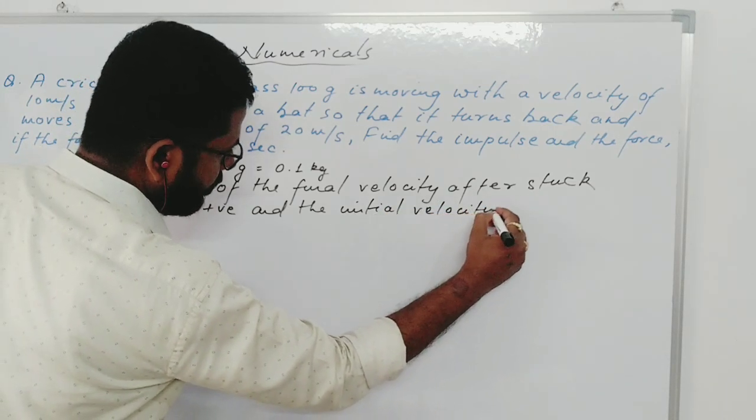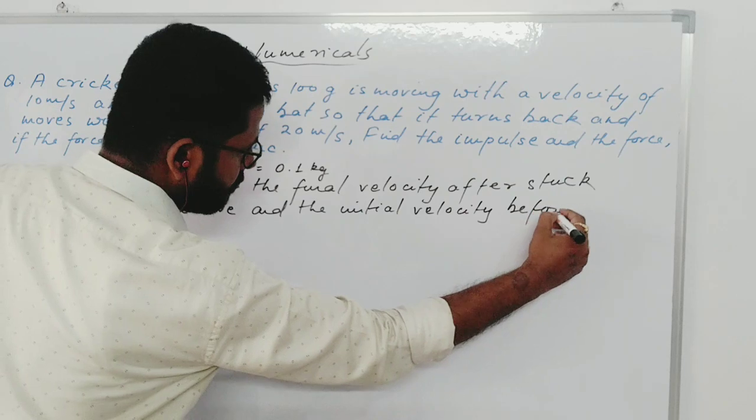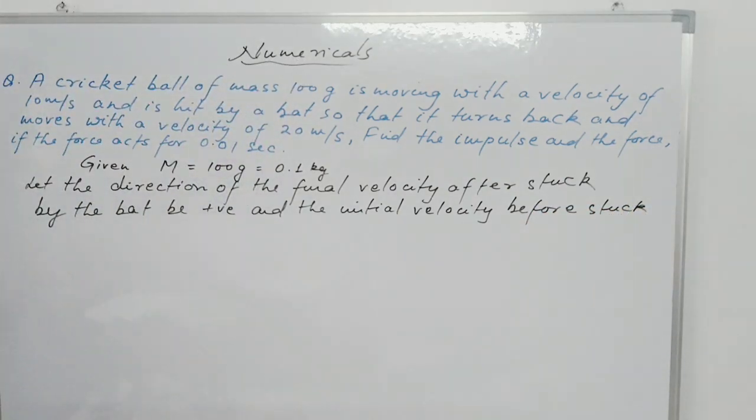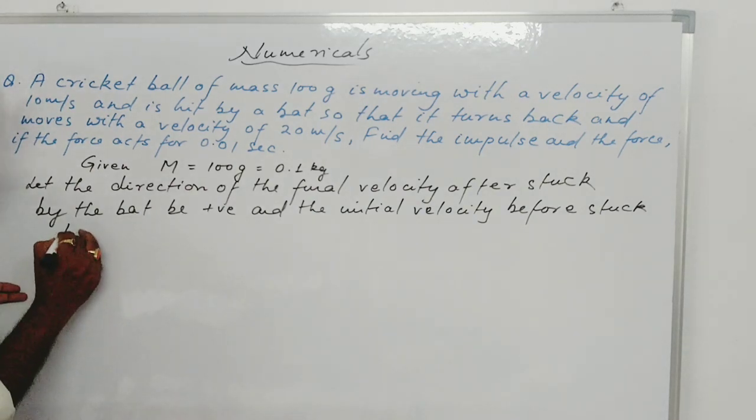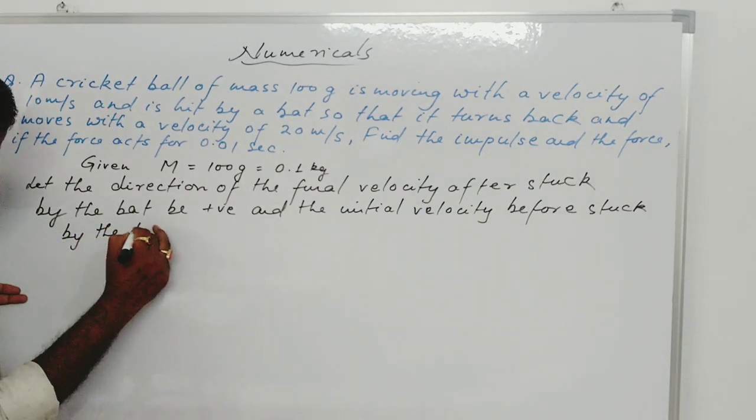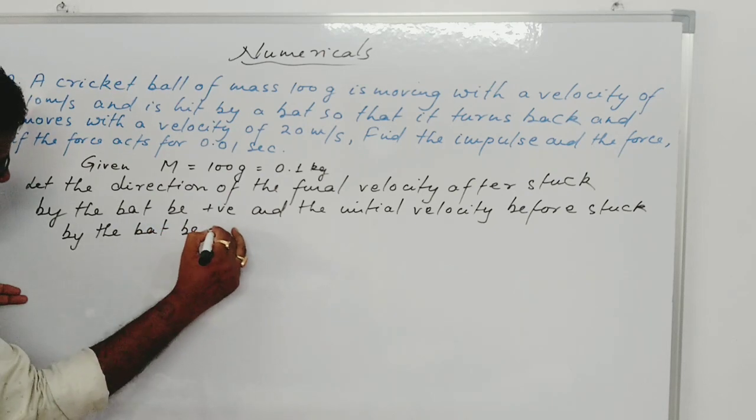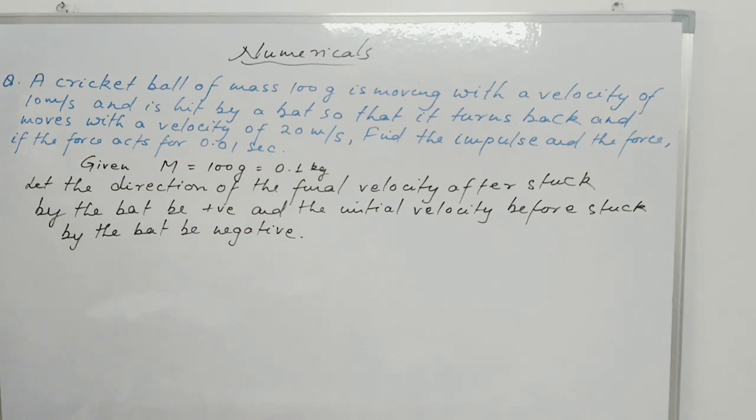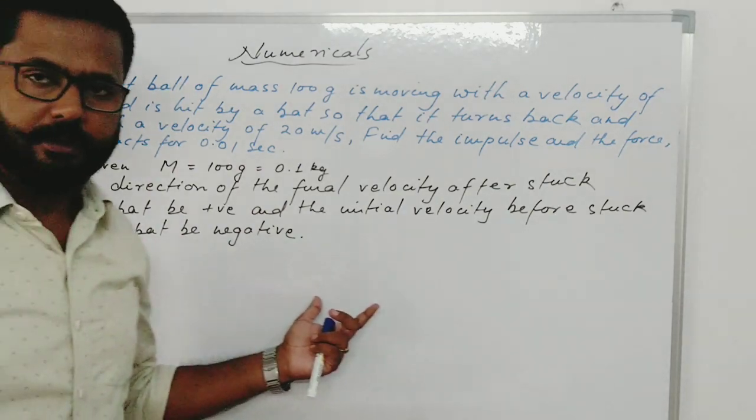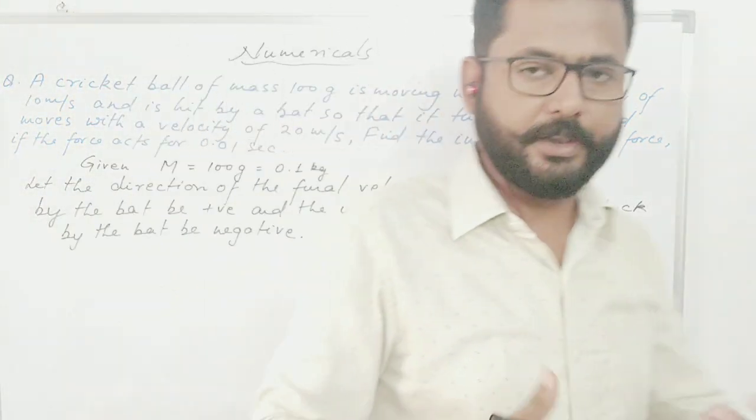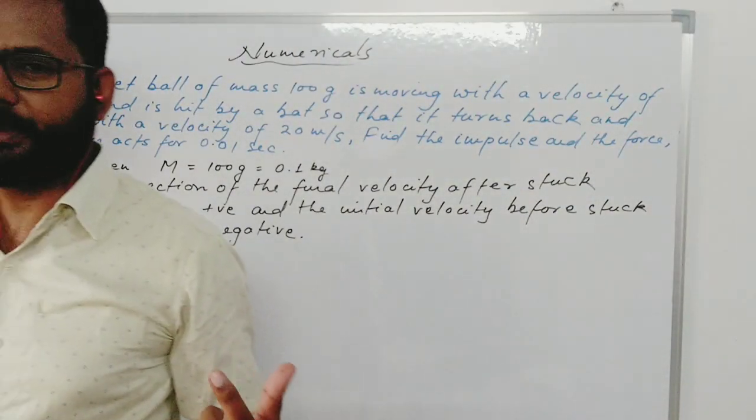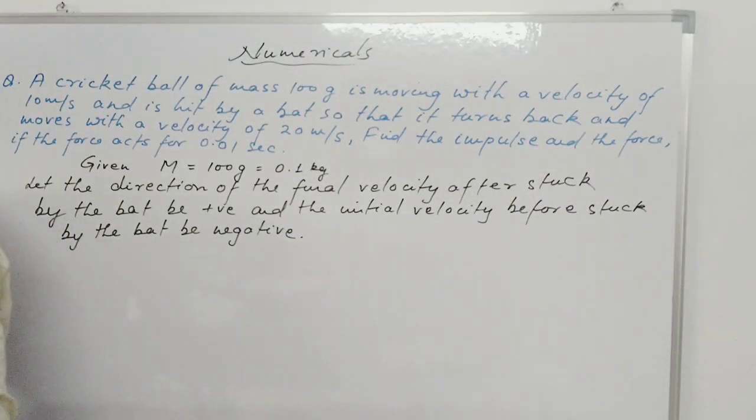velocity before struck by the bat be negative. ठीक है, जरूरी नहीं कि तुम भी यही मानो. Okay, you can change it also, but be careful. If you are taking one positive, then another direction is negative.